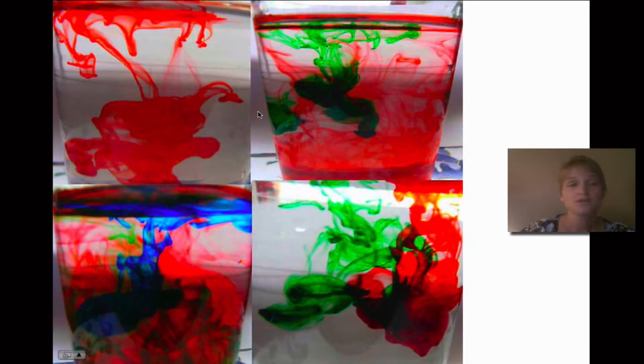Food coloring in water is a great example of diffusion. So we drop some food coloring into a glass of water, and you'll see that this is an area of high concentration, but these molecules will keep moving around until they fill this area of low concentration.